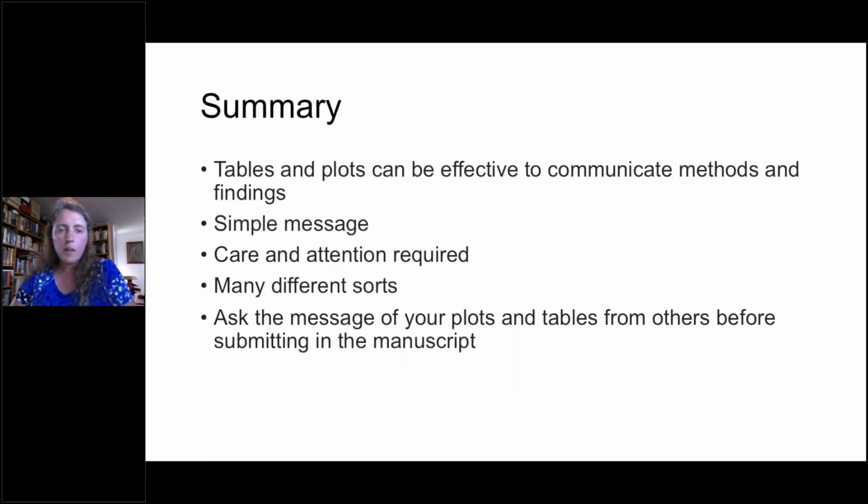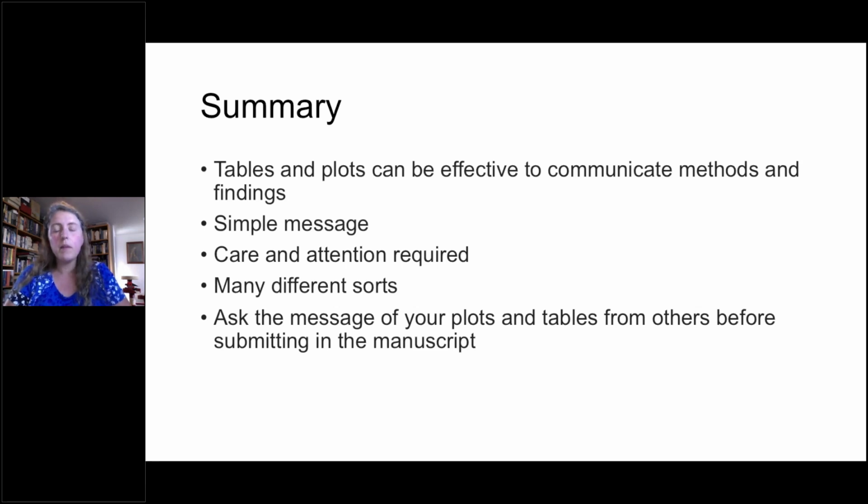So just as a summary, tables and plots can be an effective way to communicate methods and findings of your research to a wider audience. It's nice to work out a simple message that can be conveyed from the table or the picture, and take care and attention to communicate that message.